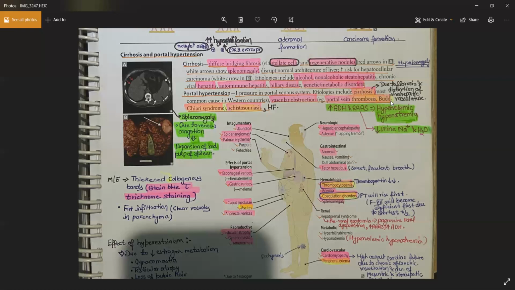In case of Budd-Chiari syndrome, you are having a thrombosis in the hepatic vein, right? And now the liver is also compromised. You will have the hepatic congestion, you will have the splenic congestion, hepatosplenomegaly will be present, and all of the symptoms of the portal hypertension. Schistosomiasis is a very important cause of the portal hypertension. Heart failure can also cause the portal hypertension.